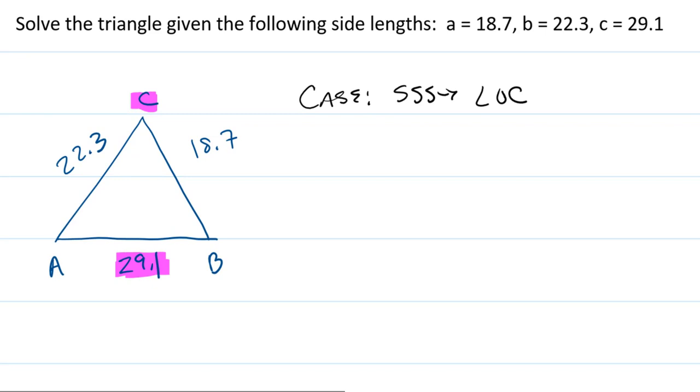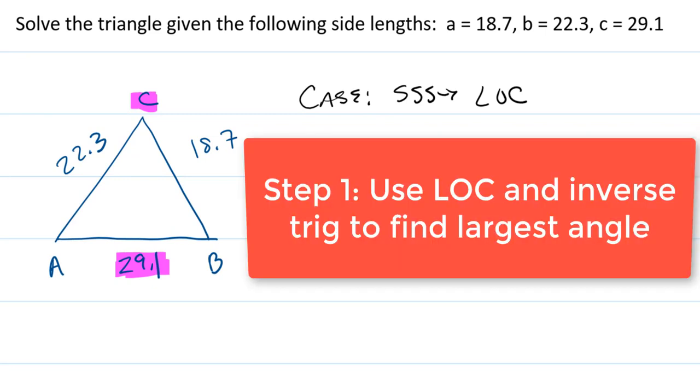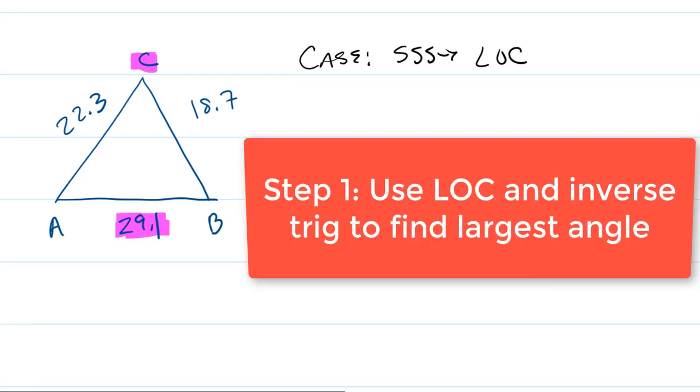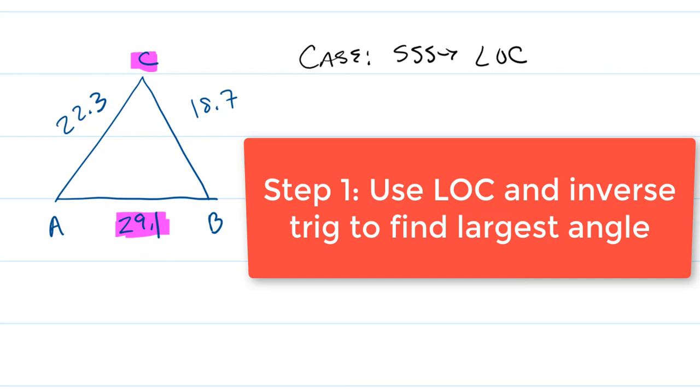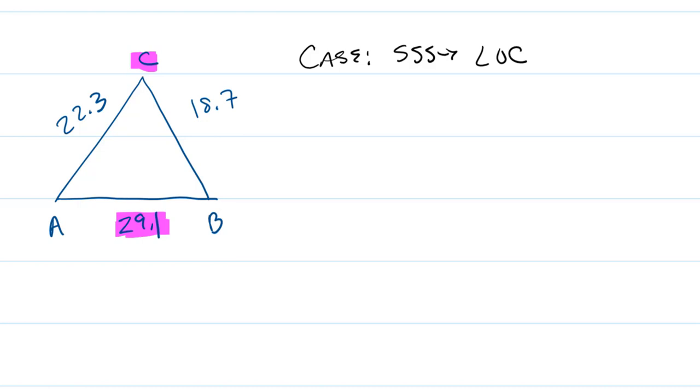So now there's three steps when you use law of cosines, right? Once you realize that, you're going to use the law of cosines to find the biggest angle, which in this case is opposite the side 29.1. So angle C is what we'll get after. So the law of cosines, when you find an angle, this is how you're going to do it. We're trying to find angle C.